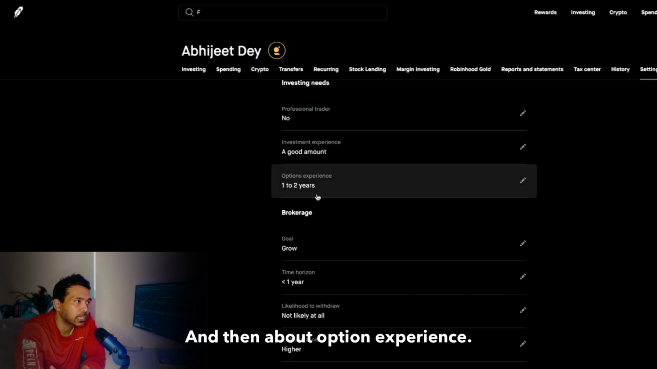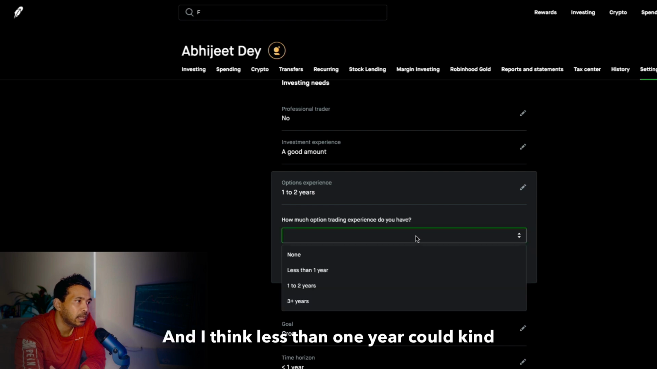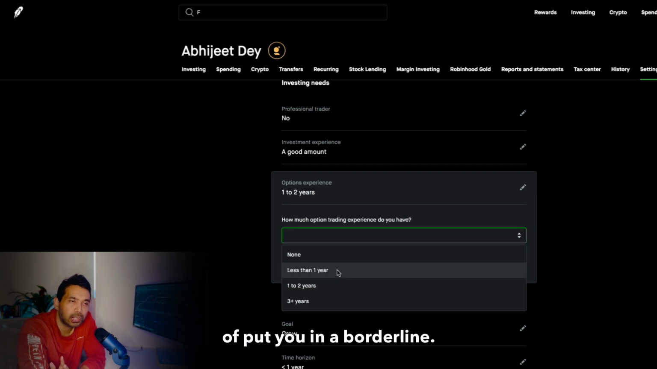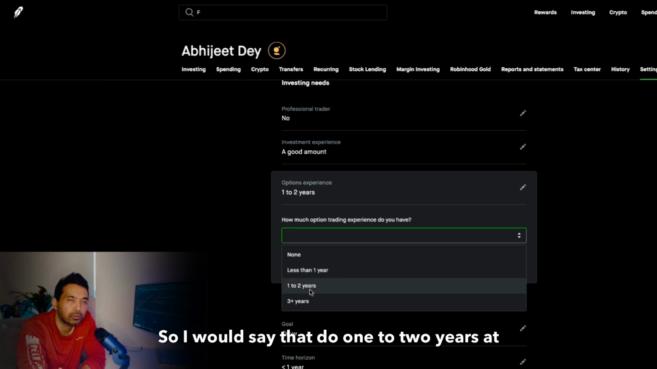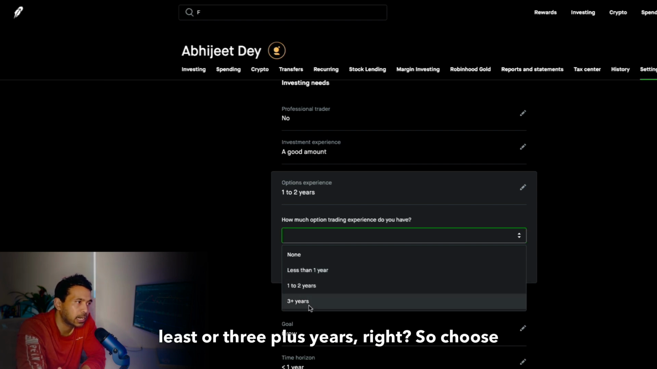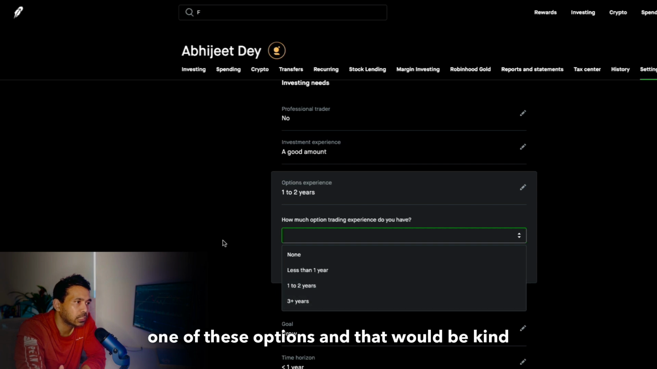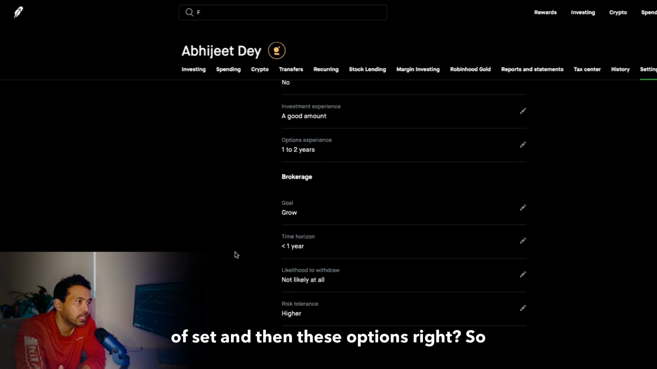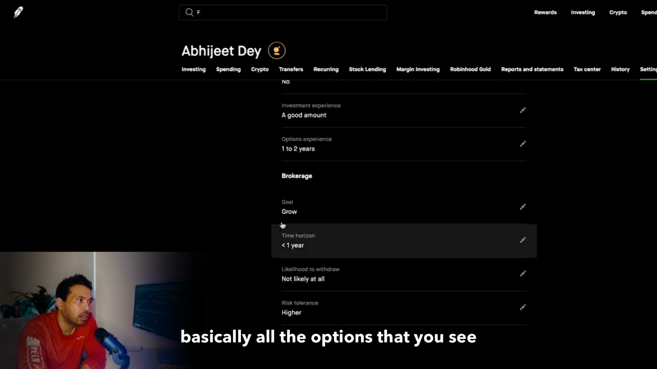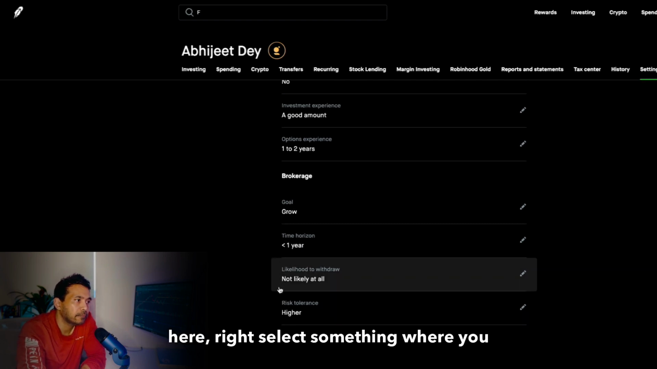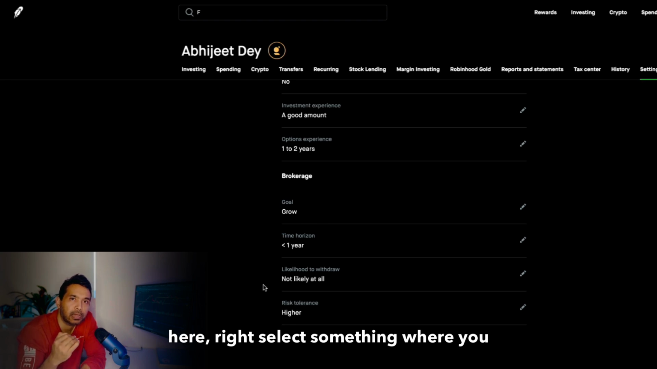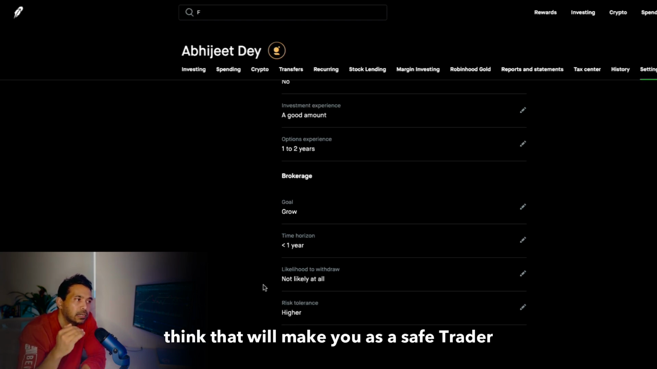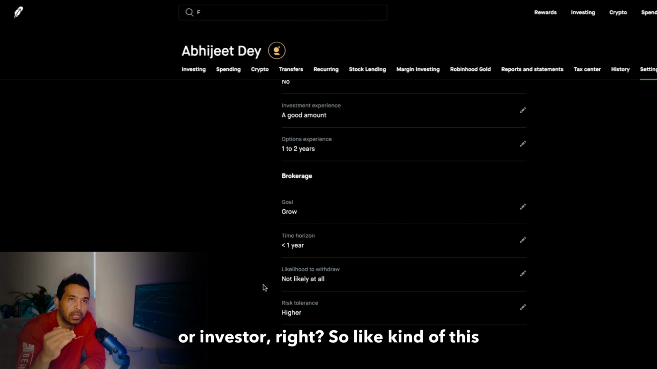And then about option experience, I think less than 1 year could put you in a borderline, so I would say choose either 1 to 2 years at least, or 3+ years. Choose one of these options and that would be set. And then for all the other options that you see here, select whatever will make you look like a safe trader or investor.